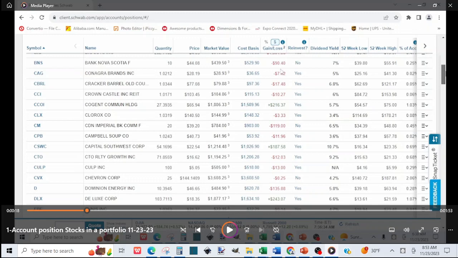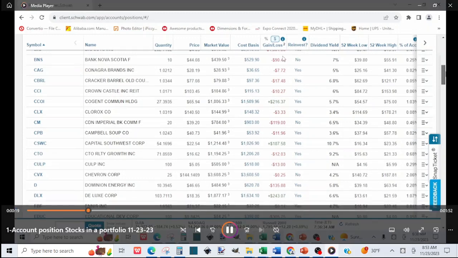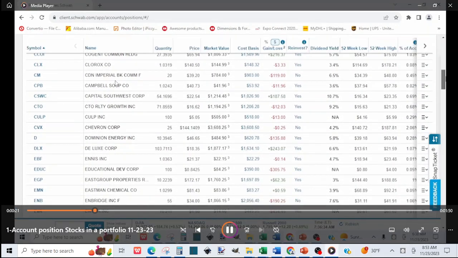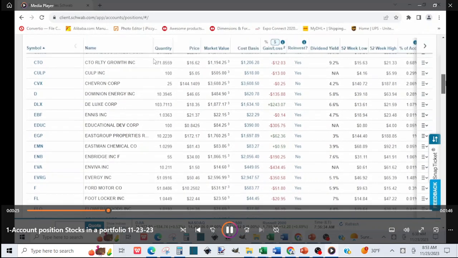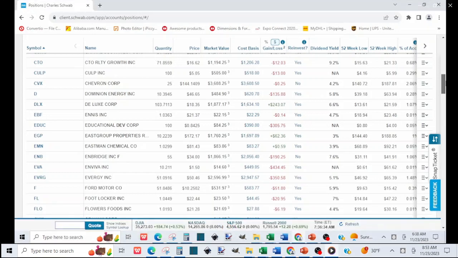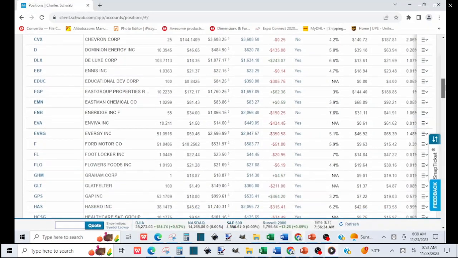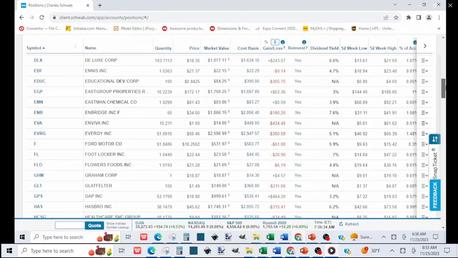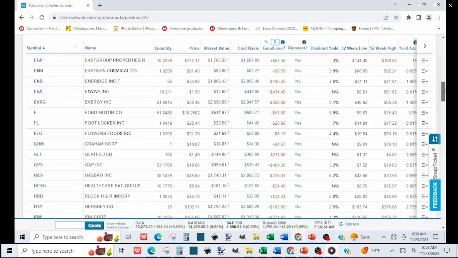So when I'm scrolling and I find one in red, I will click on it to go check the price it is selling at compared to its 52 weeks low or its 52 weeks high, and then I will check on its chart.